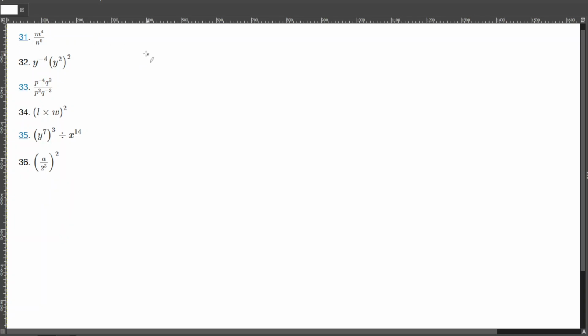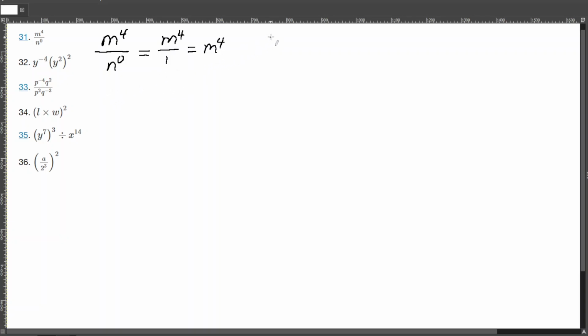Okay. So what we're going to start with on number 31 is m to the fourth over n to the 0. And anything to the 0 power is 1. So we have m to the fourth over 1. How many 1s fit into m to the fourth is m to the fourth, right? So that's literally all we could do for 31.